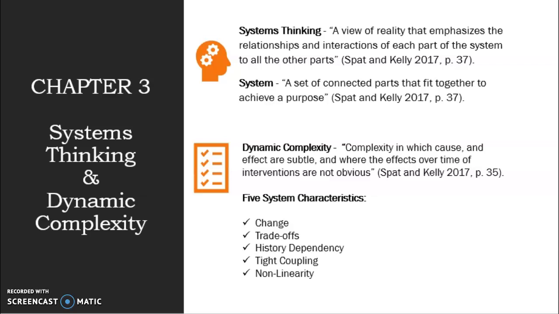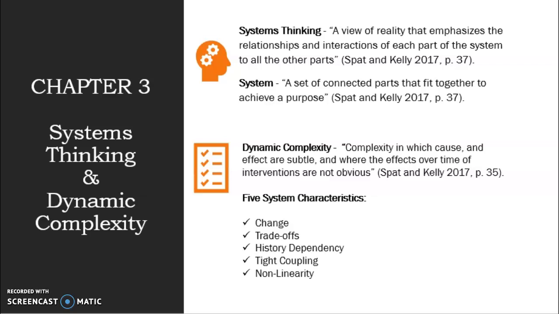Chapter 3 also introduces us to a type of complexity known as dynamic complexity. Spot and Kelly 2017 identified five systems characteristics, as you can see in here, that contribute to the presence of dynamic complexity. So, Chapter 3 really gives us a glimpse of the complexity of the healthcare system. The overall healthcare system is shaped by a number of interdependent smaller systems such as hospitals, physicians, pharmacies, and many more. By utilizing systems thinking, we can examine the linkage and interaction between the elements that comprise the whole system.